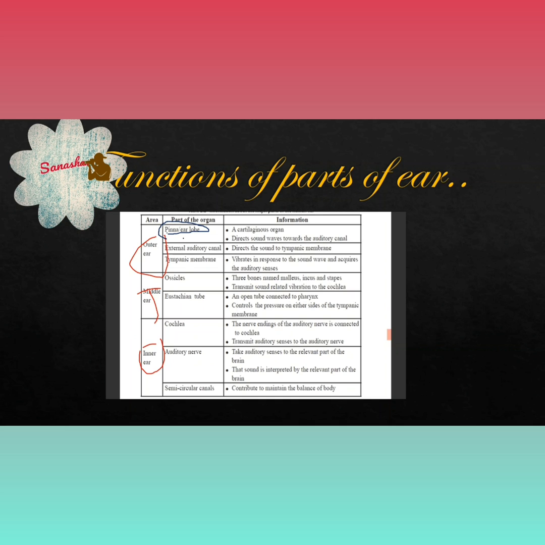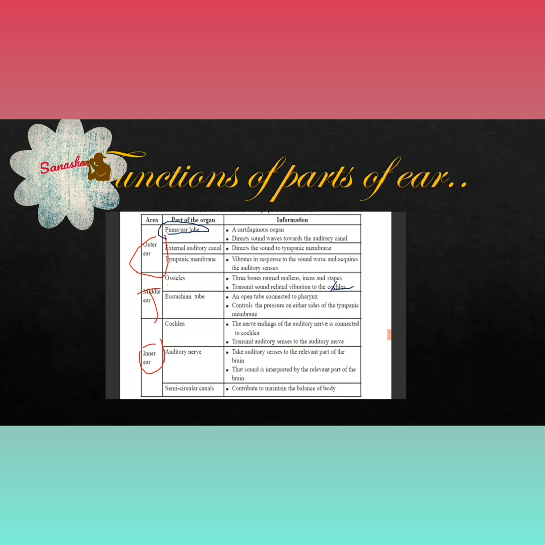As I told, no bones are present in the ear. It mainly constitutes cartilages. So the pinna or earlobe is a cartilaginous organ that directs sound waves towards the auditory canal. The external auditory canal directs the sound to the tympanic membrane. And the function of the tympanic membrane is to vibrate in response to the sound wave and acquire the auditory senses. The middle ear consists of the ossicles, three bones named malleus, incus, and stapes, as I told, and transmits sound-related vibration to the cochlea. Now we know what is meant by cochlea.